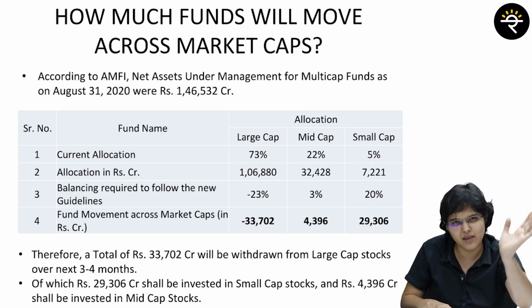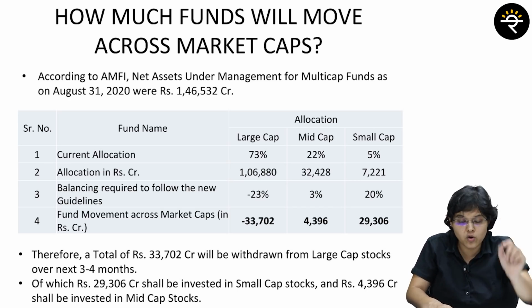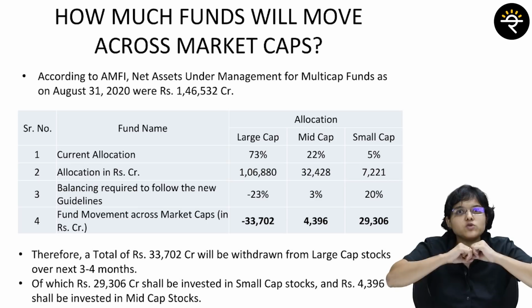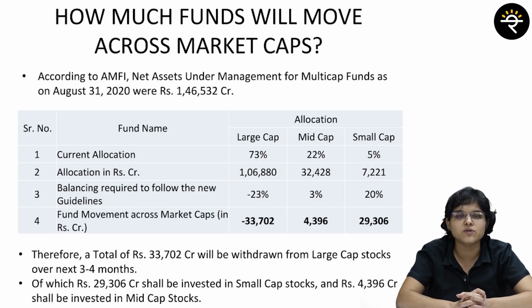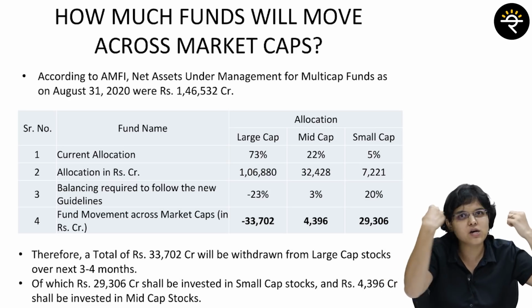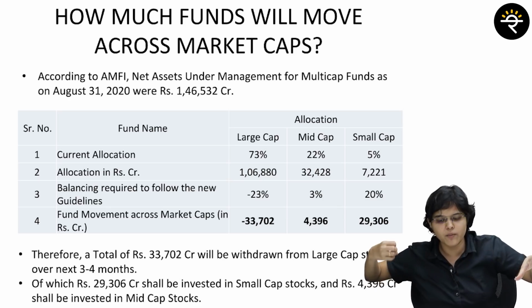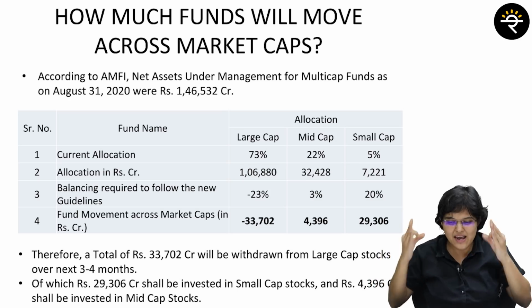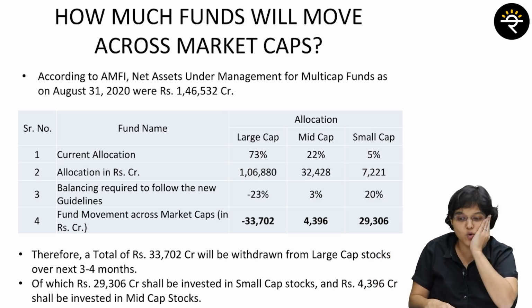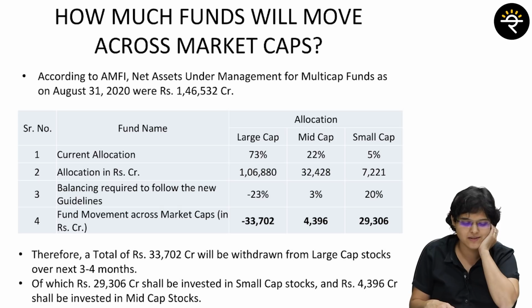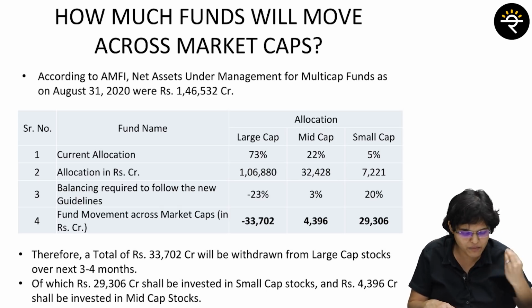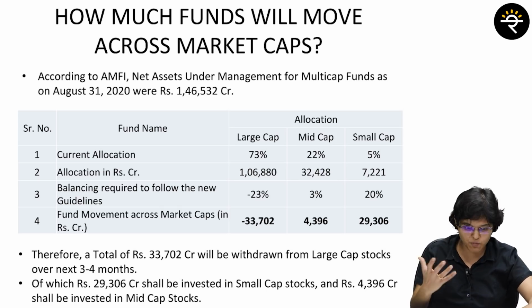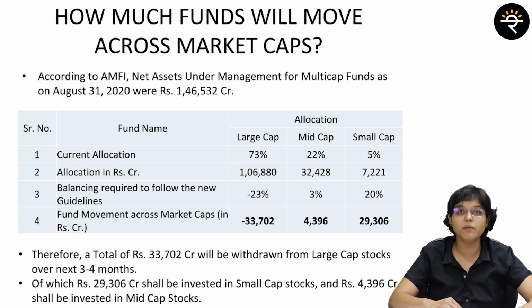33,702 crores. Just understand the impact directly now. 33,702 crores worth of rupees is going to be sold off from large caps. So you can imagine something like this. 33,702 crores worth of money is flushed out of large caps and it will be absorbed into mid caps worth 4,396 crores and 29,306 crores in small caps. My God, I'm sure with this, someone might have missed a heartbeat. These seem to be big numbers.